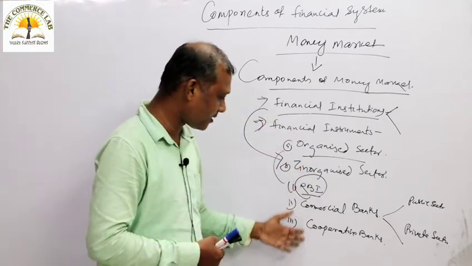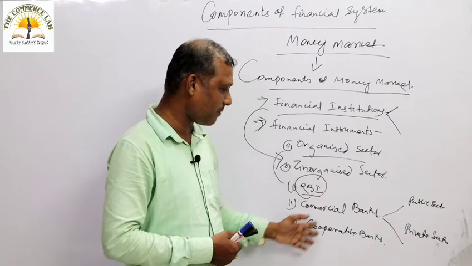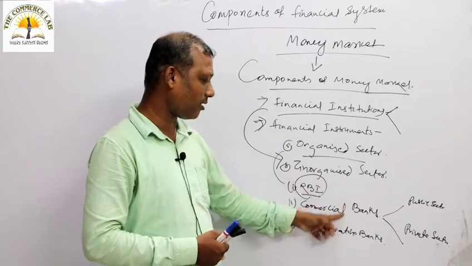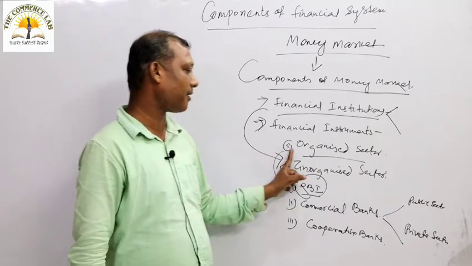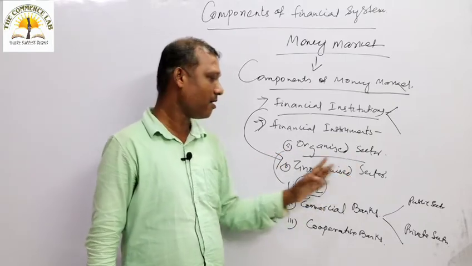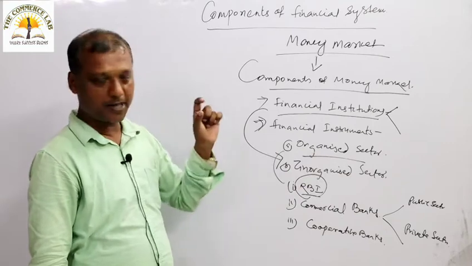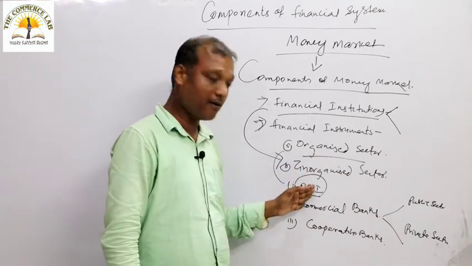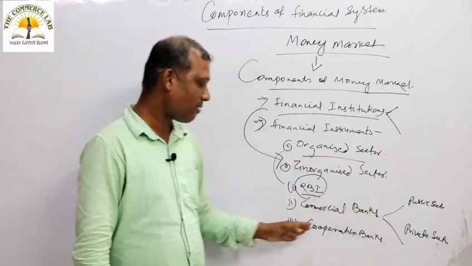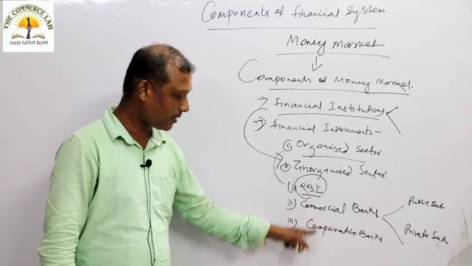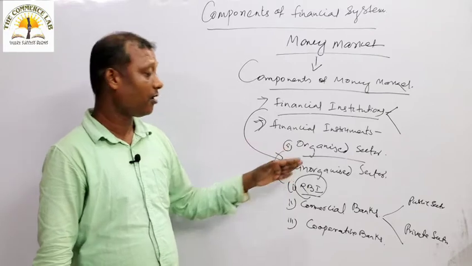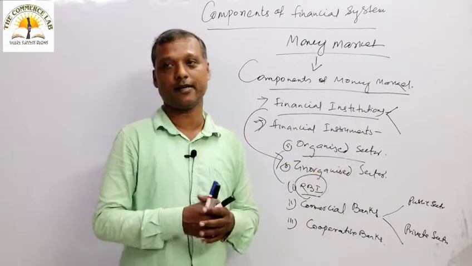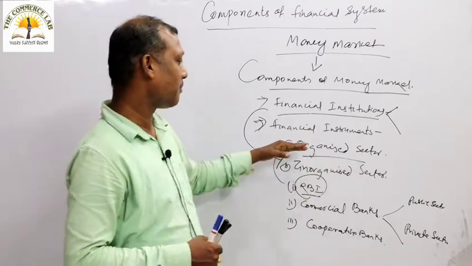So all the activities of the RBI, commercial banks and cooperative banks, all the functions and day-to-day operations, are part of the organized sector. Please understand, the organized sector comprises 3 points: the RBI, commercial banks and cooperative banks. All 3 organizations come under the jurisdiction of the organized sector. Are you clear?